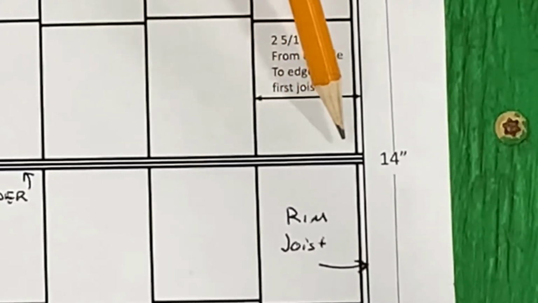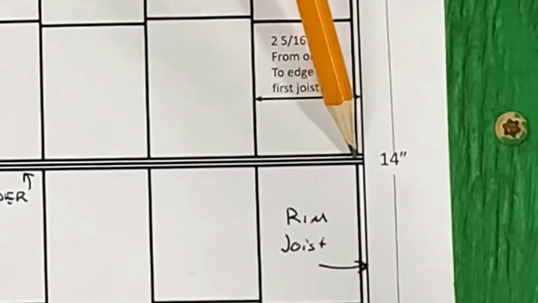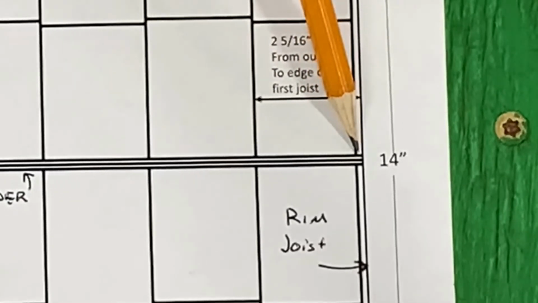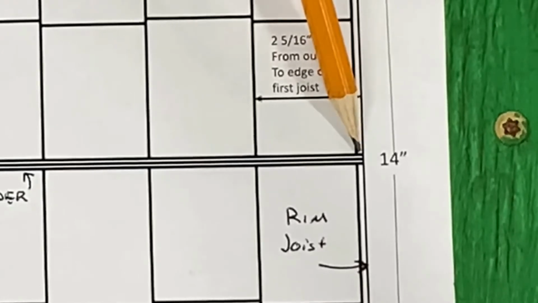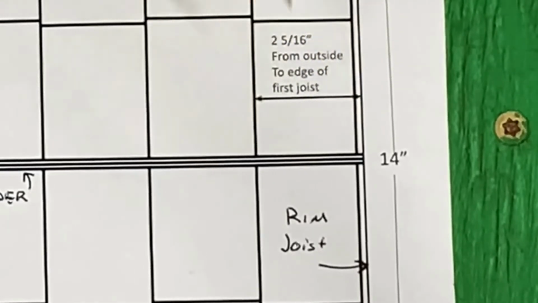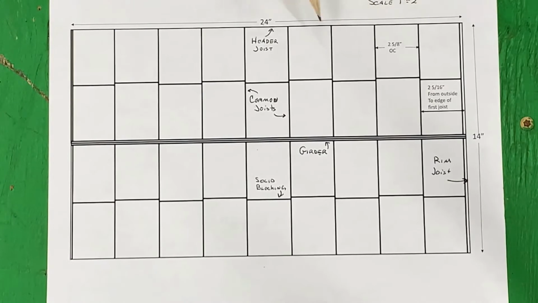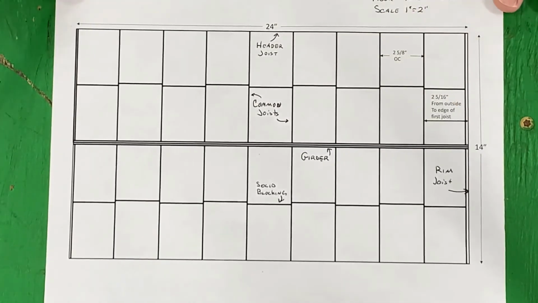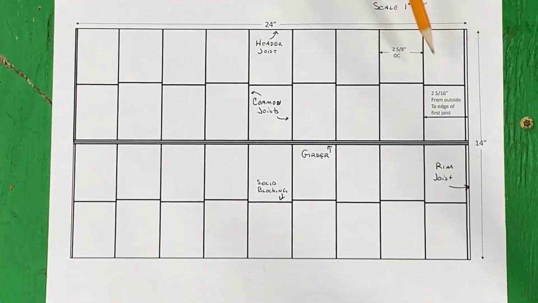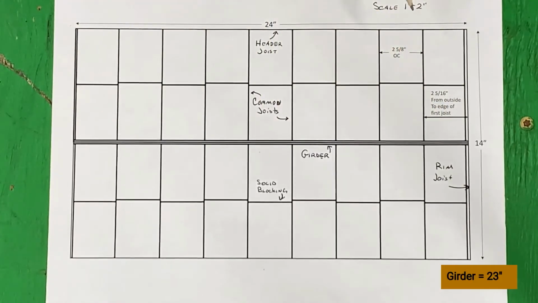You notice here, my girder comes all the way through and attaches to the rim joist. And there's 3 of them built up. So my girder length is going to be the entire length of my building, which is 24 inches. This girder is going to span 24 inches minus the thickness of my 2 rim joists. So it's going to be 24 minus a half. My girder will be 23 inches. The girder material will be 23 inches.